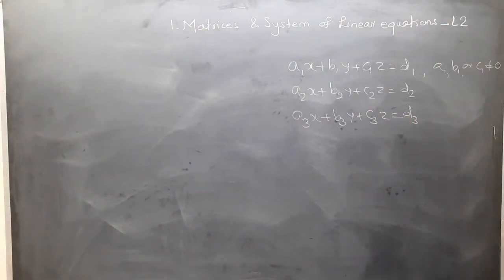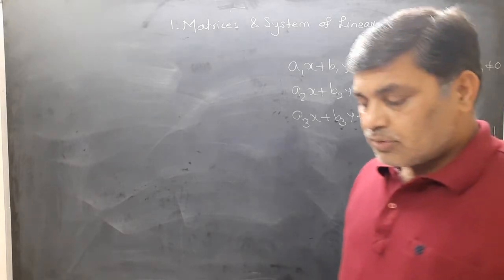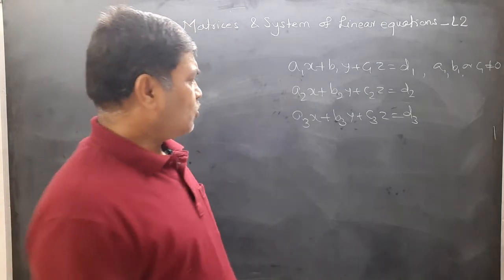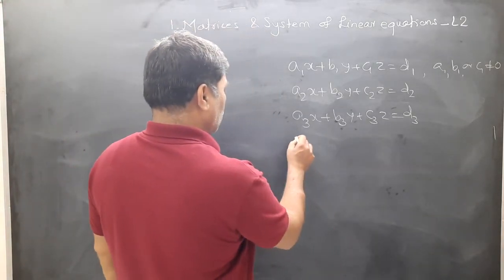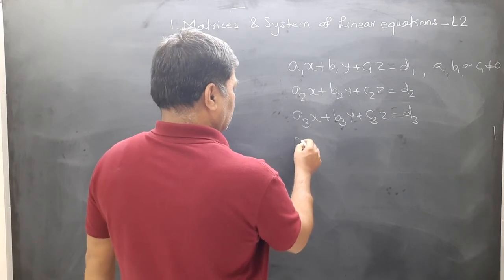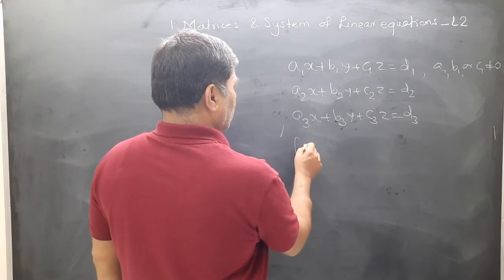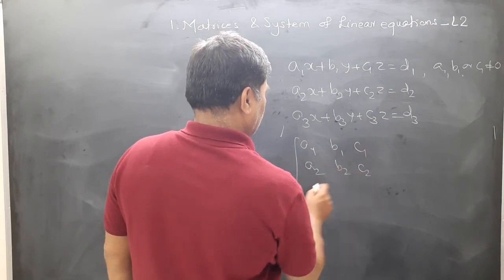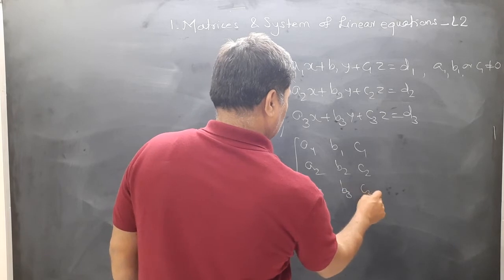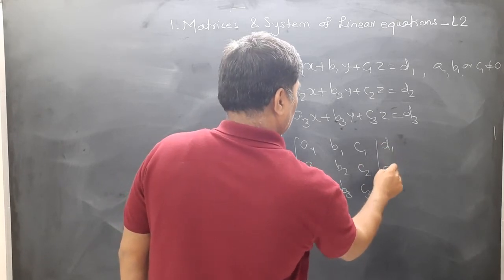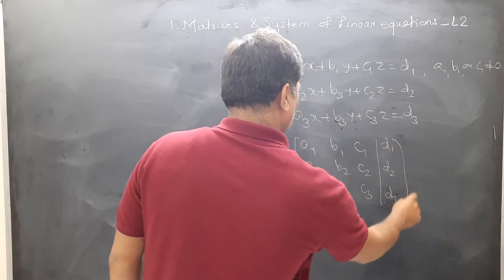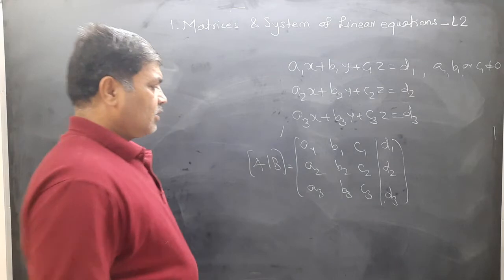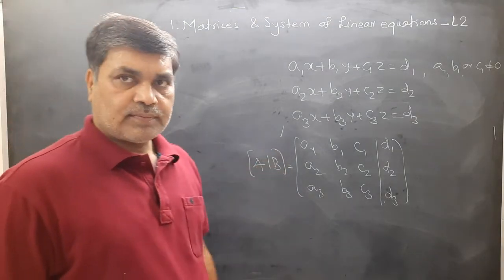Now our aim is to solve this system with the help of a matrix. So I'll put this system in matrix form, the augmented matrix form: a1, b1, c1, a2, b2, c2, a3, b3, c3, and d1, d2, d3. I will denote this matrix by AB. This is known as the augmented matrix.